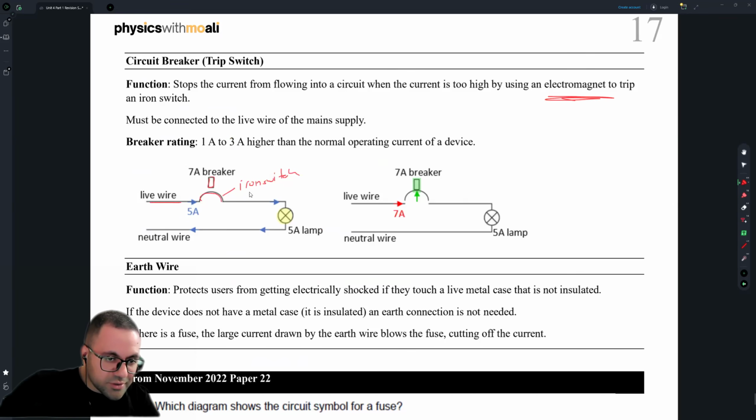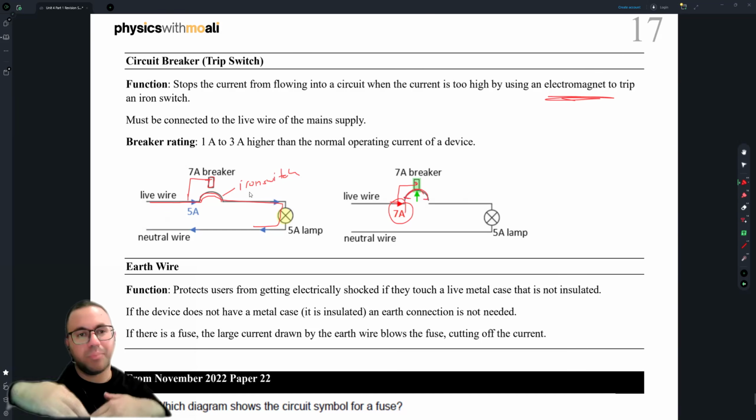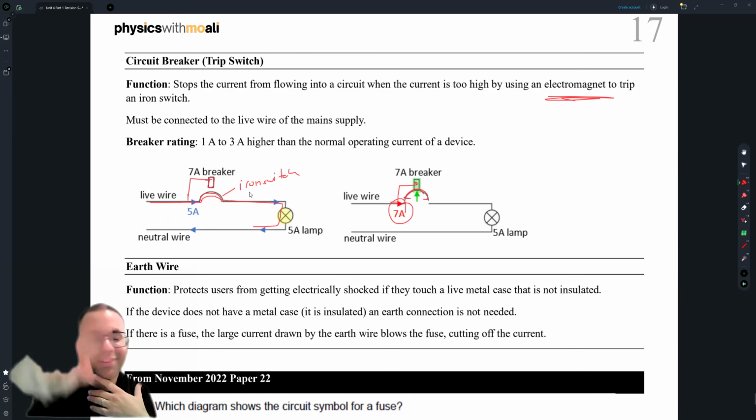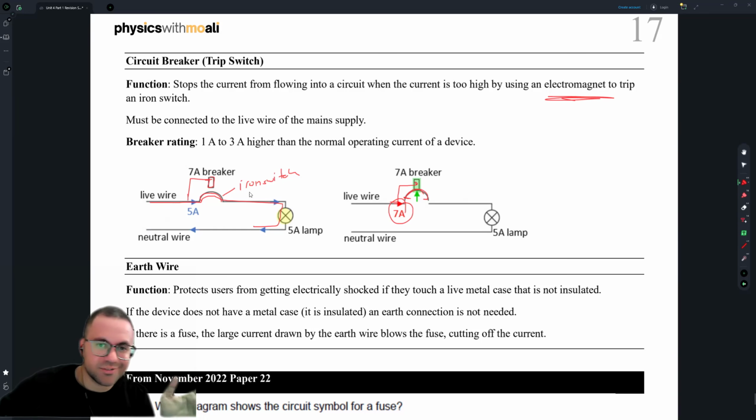As long as the current is low, the magnet doesn't turn on because it's connected to the live wire as well. But if the current gets too high, the current goes through the magnet first. It turns on, it magnetizes, and it attracts the switch, plop, opening it. And therefore your circuit doesn't work, or your entire house doesn't turn on. It's exactly the same function as a fuse.